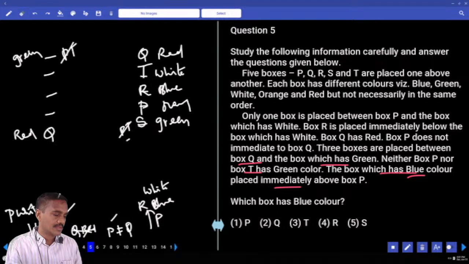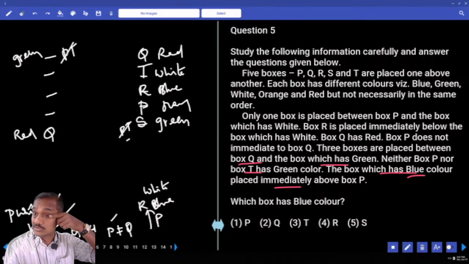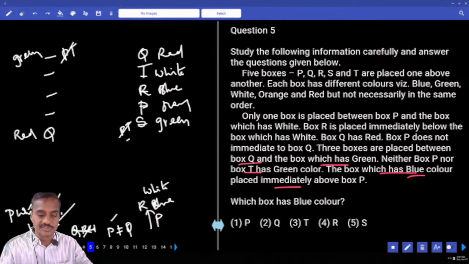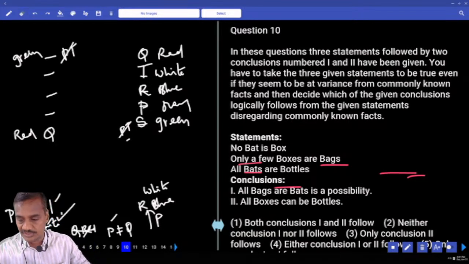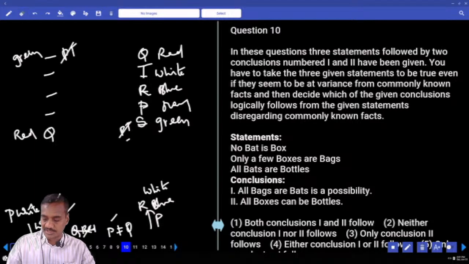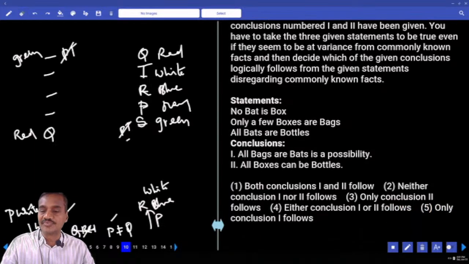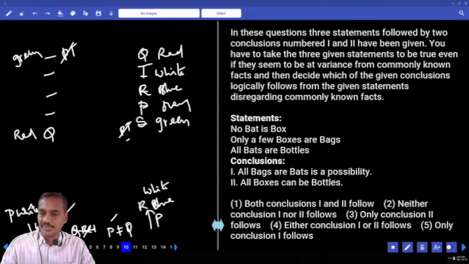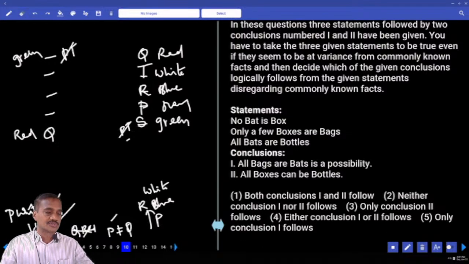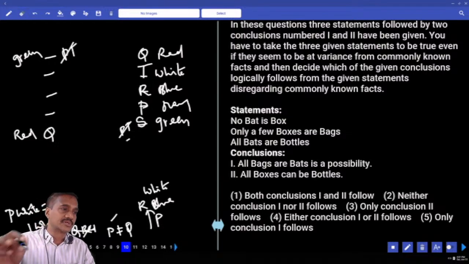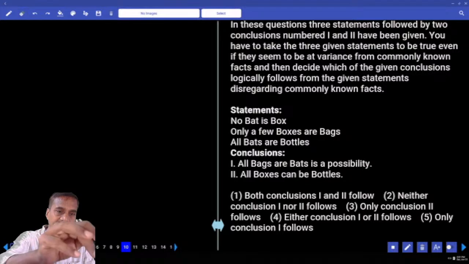Then next one. Now question numbers 10, 11 and 12, how many questions were there? There are 3 questions. Now these 3 questions are based on syllogisms. Syllogisms definitely come under the first priority. Then first one, no bat is a box. Then coming to question number 10, no bat is a box.